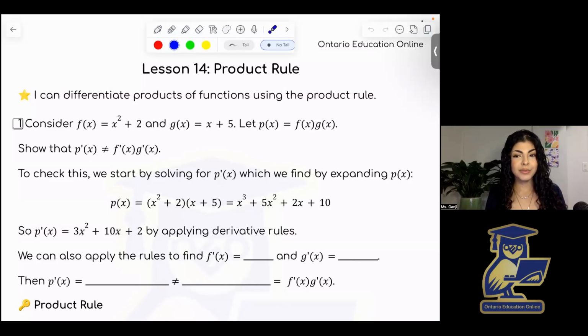Hello and welcome to lesson 14, where now we're getting familiarized with another rule for differentiation, and that's our product rule. So today you're going to be learning how to differentiate products of functions using the product rule.